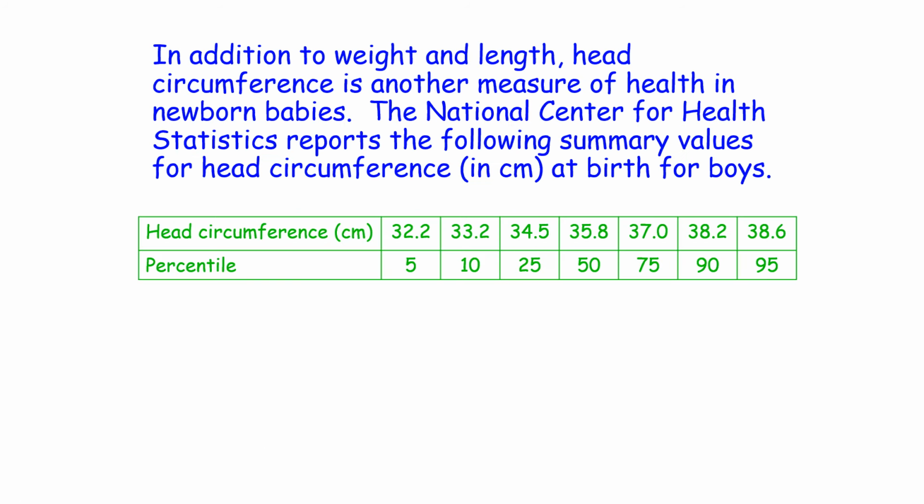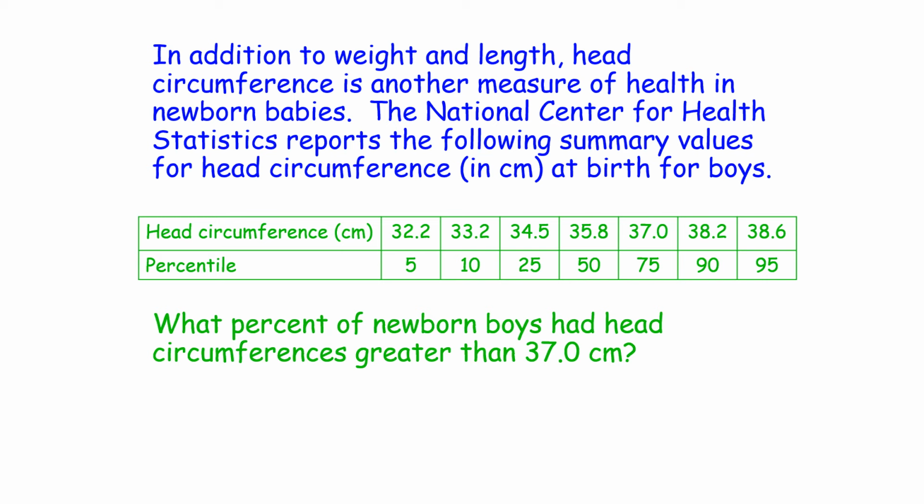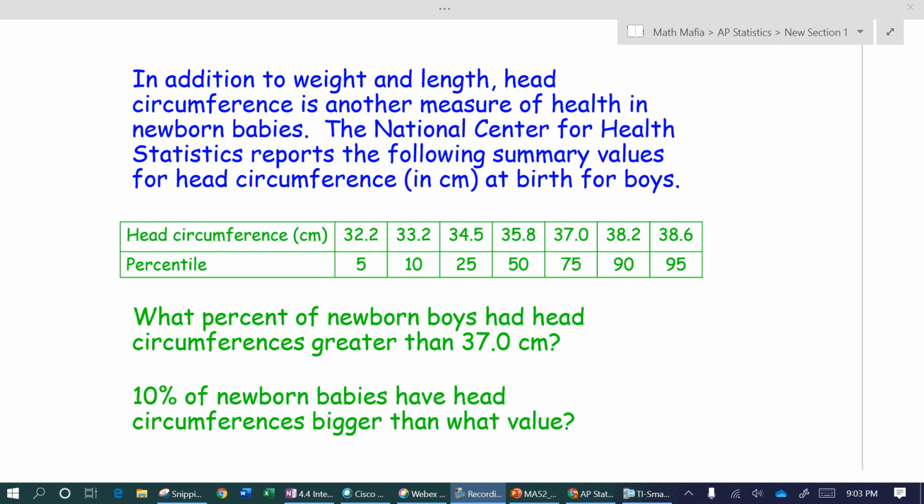For example, in addition to weight and length, head circumference is another measure of health in newborn babies. The National Center for Health Statistics reported the following summary values for head circumference in centimeters at birth for boys. What percent of newborn boys had head circumferences greater than 37.0 centimeters?